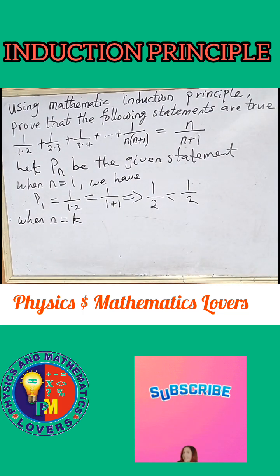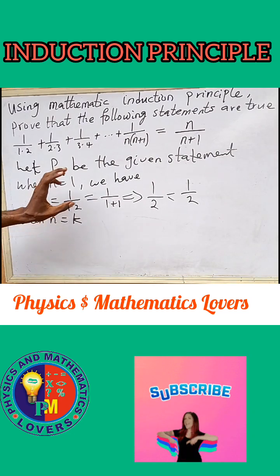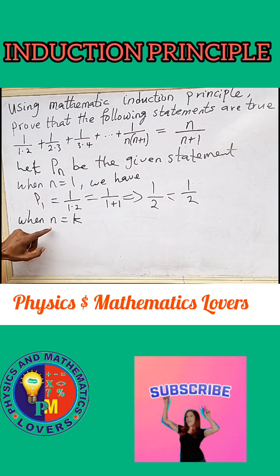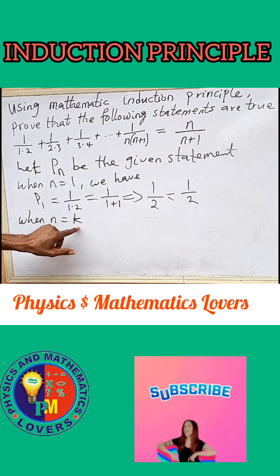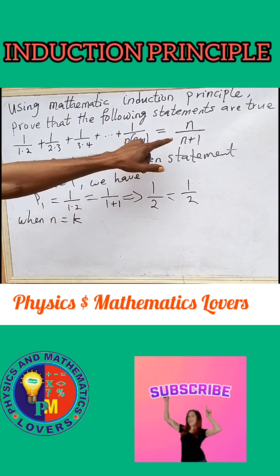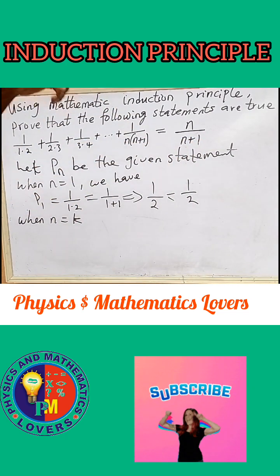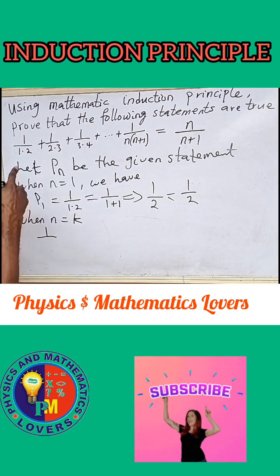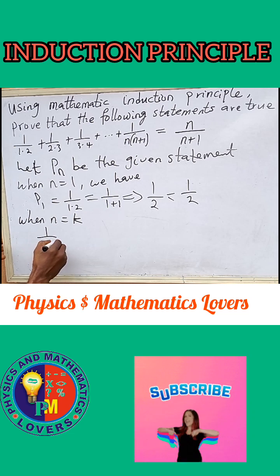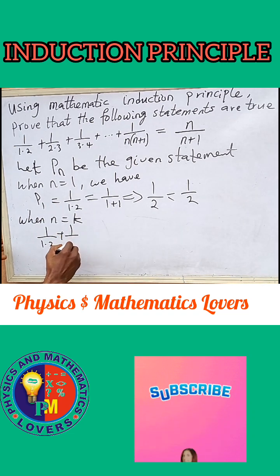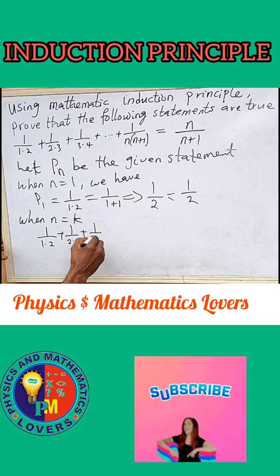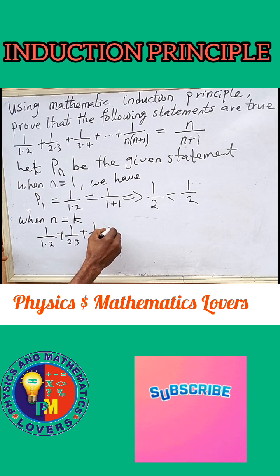So I'm going to move further to the next step, which is the inductive hypothesis. We want to know the next term that will come after this, which means wherever there is n, I am going to plug in k. So we start by going: the first term is 1 over 1 times 2, plus 1 over 2 times 3, plus 1 over 3 times 4, plus dot dot dot.